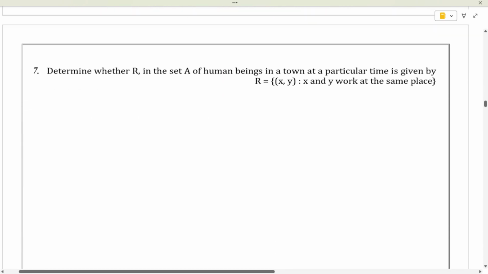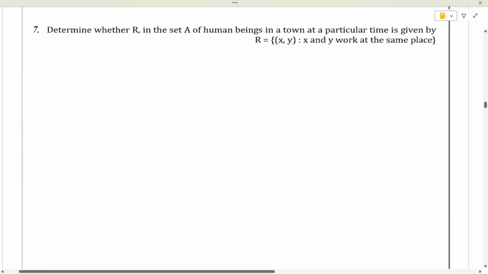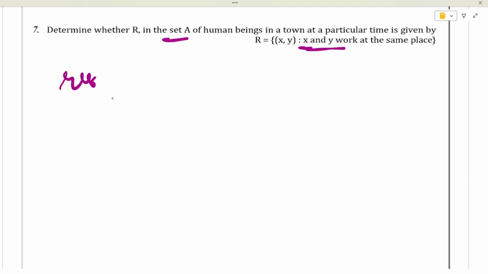Now the next question they have given. This is also the same way. You have given set A, and x and y work at the same place. That means if they work at the same place, you can solve this for reflexive, for symmetric, and for transitive also.